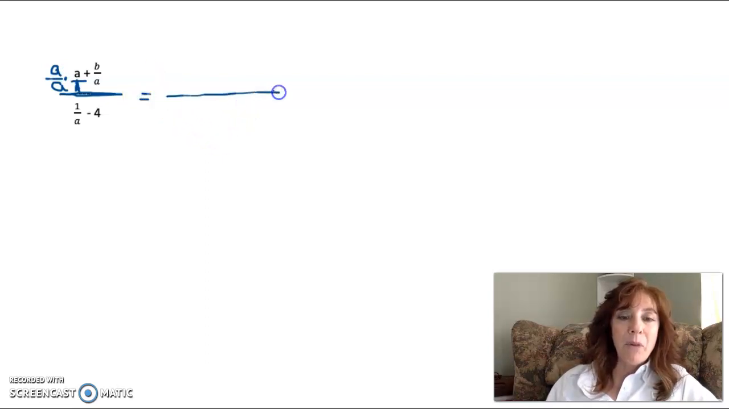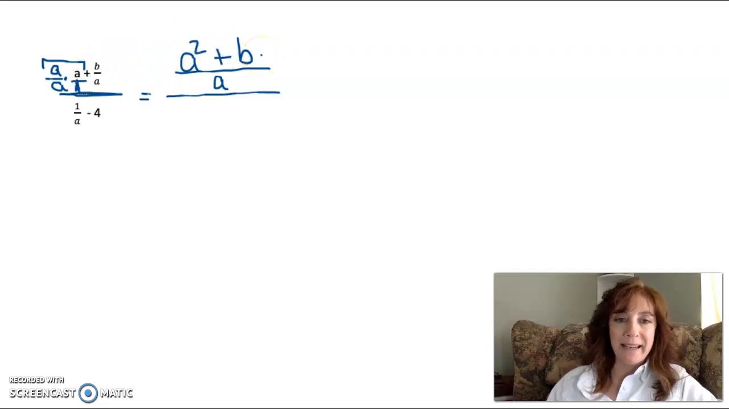So I have part of my problem already done. I have common denominators. Now I can add these fractions, and they're both going to have A in the denominator. I just add my numerators. My first numerator is this A squared, and then plus the second numerator, B. My numerator is ready to go. Now I need to look at this denominator. I need to add 1 over a minus 4. Remember, minus is just plus a negative.